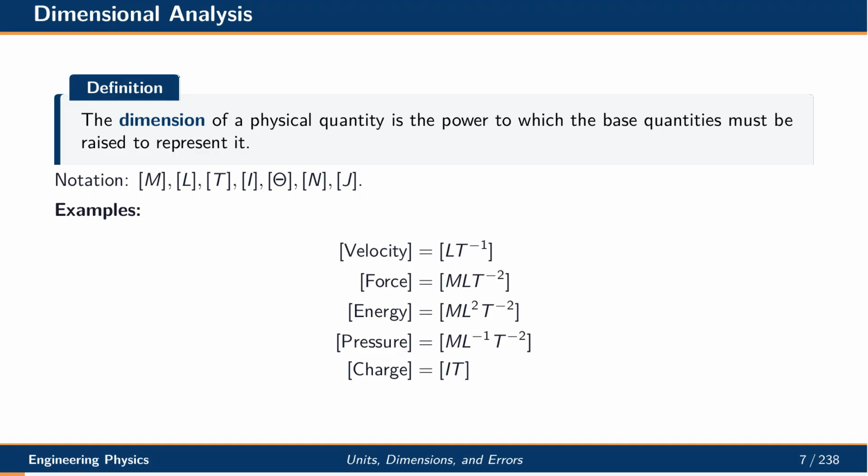The dimension of a physical quantity tells us how it is built from the base quantities. We use bracket notation with symbols for mass, length, time, current, temperature, amount, and luminous intensity. For example, velocity has dimensions of length per time, force has dimensions of mass times length per time squared, and energy has dimensions of mass times length squared per time squared. Such dimensional formulas provide a powerful consistency check.